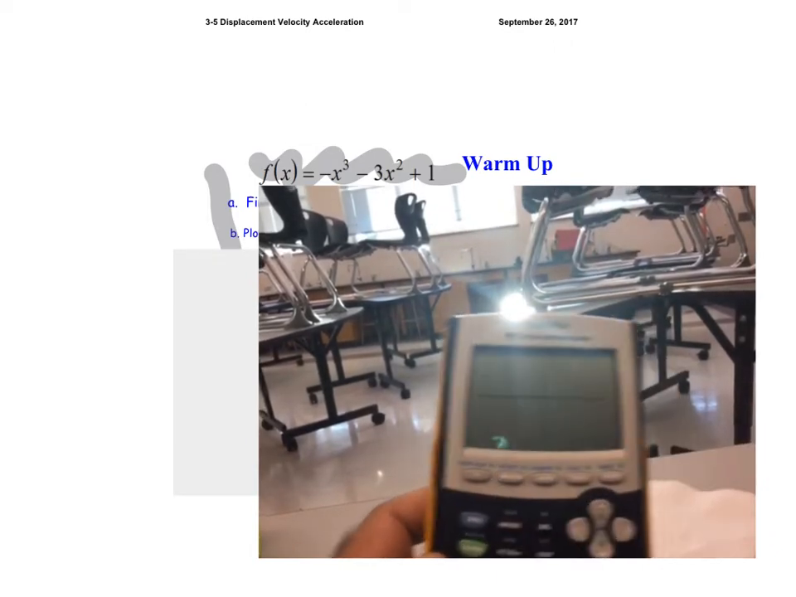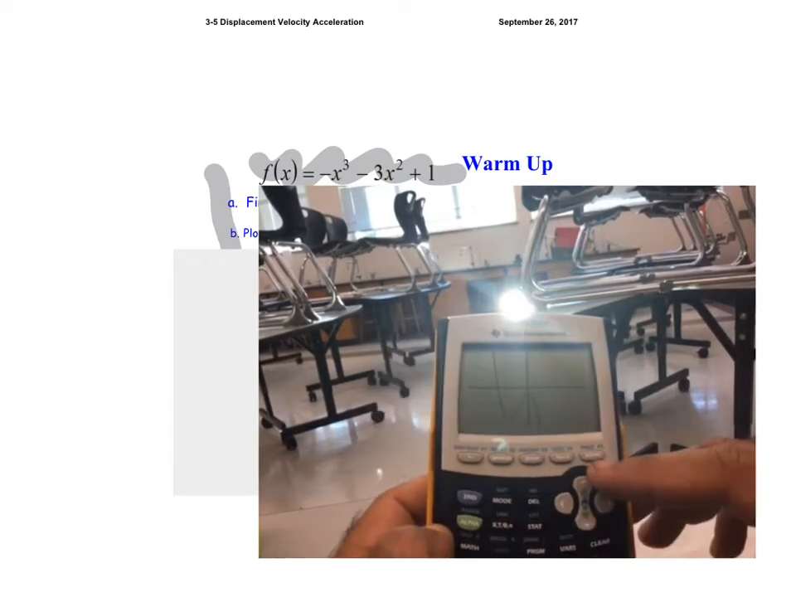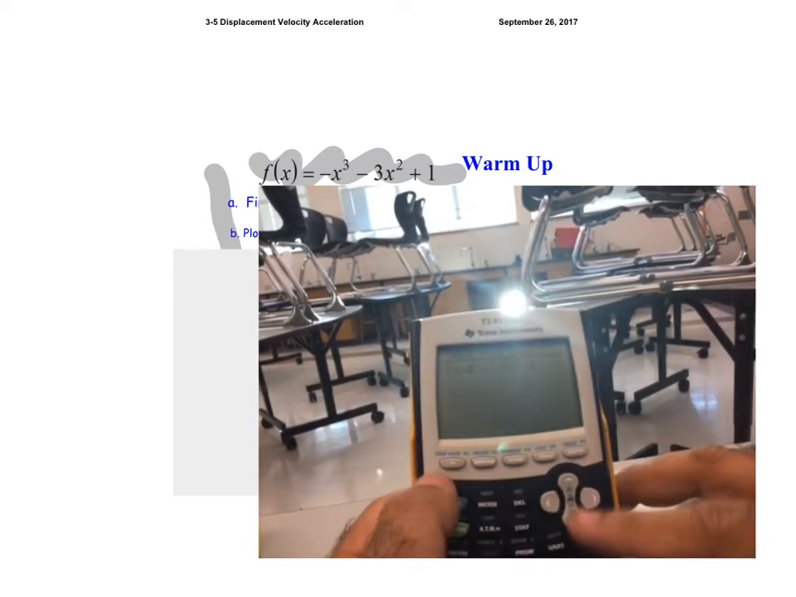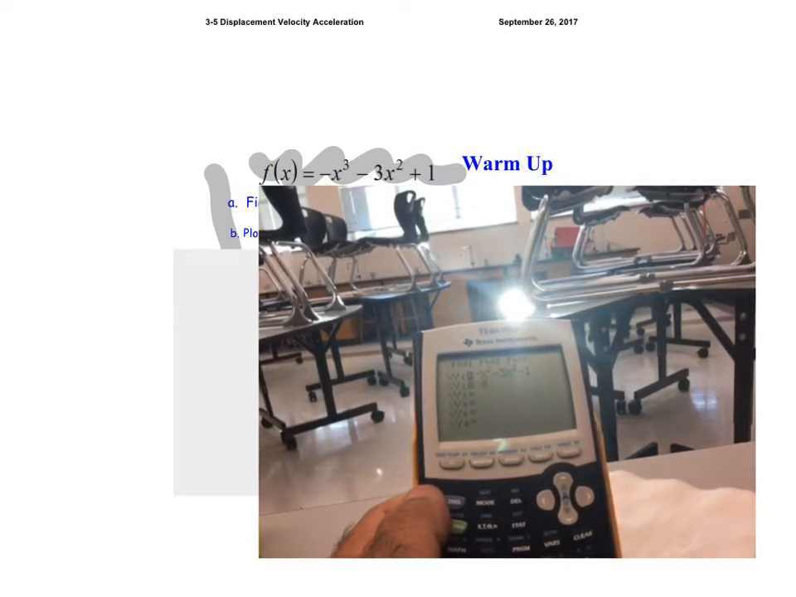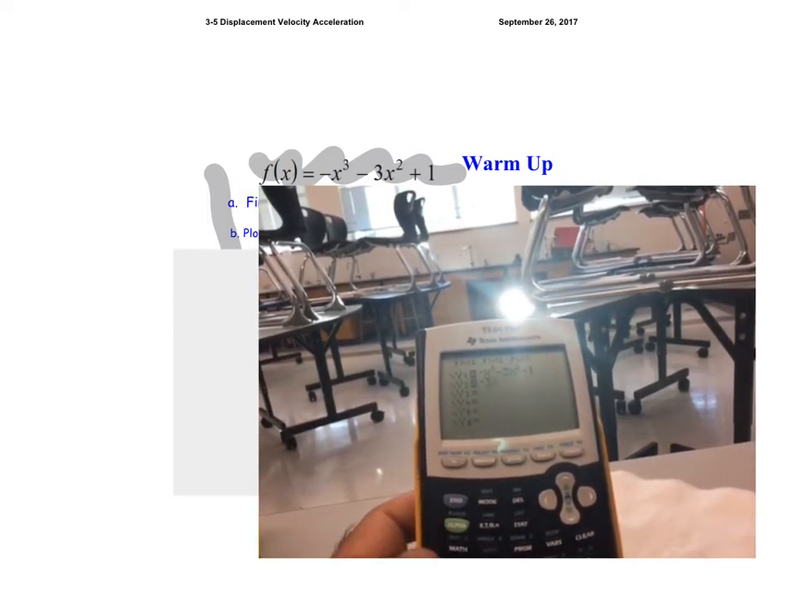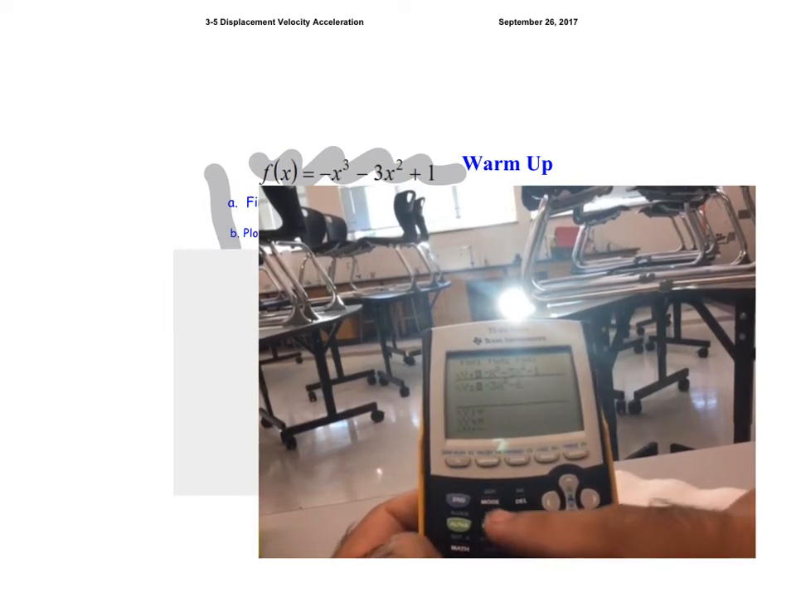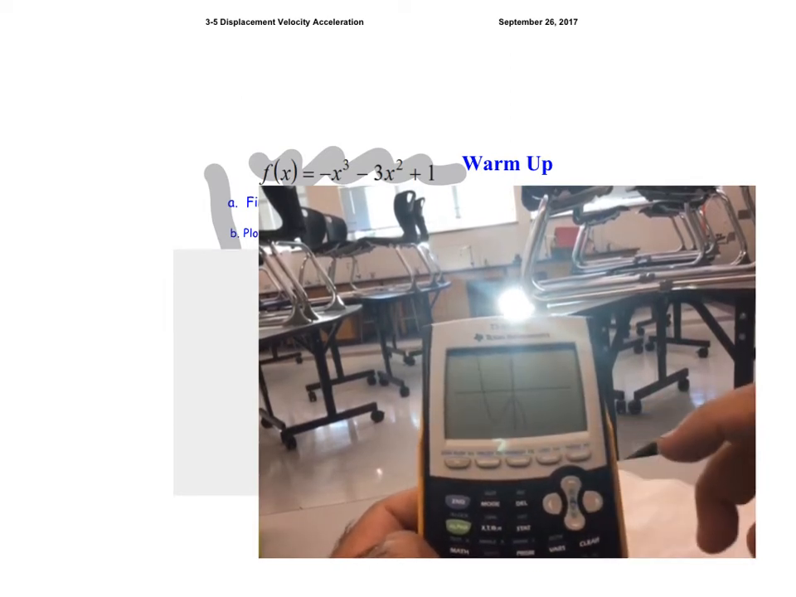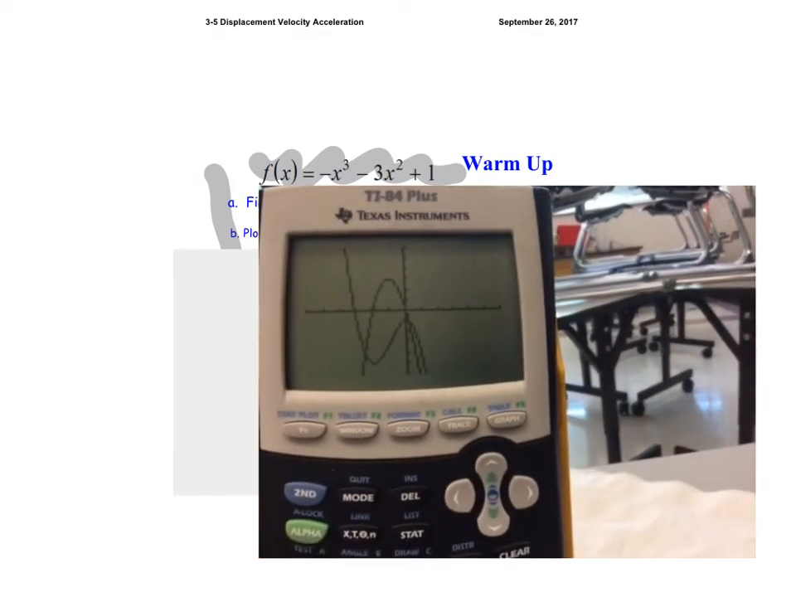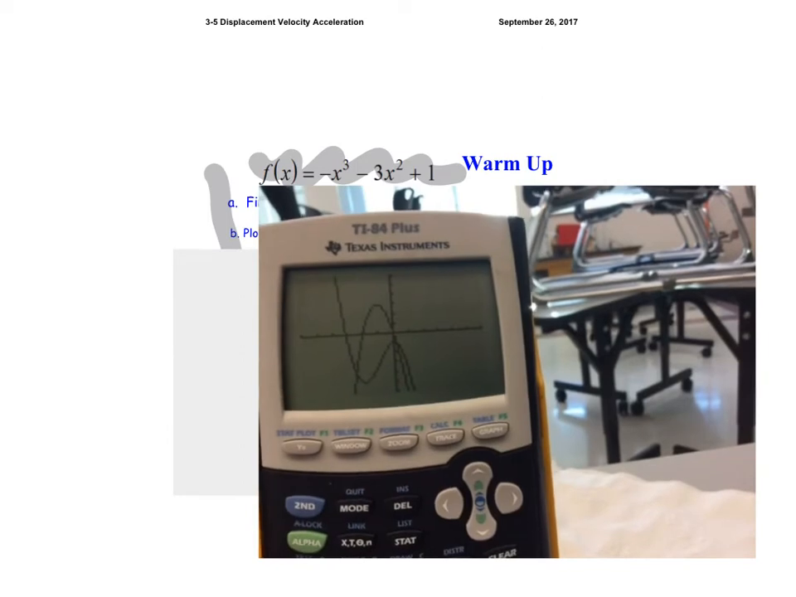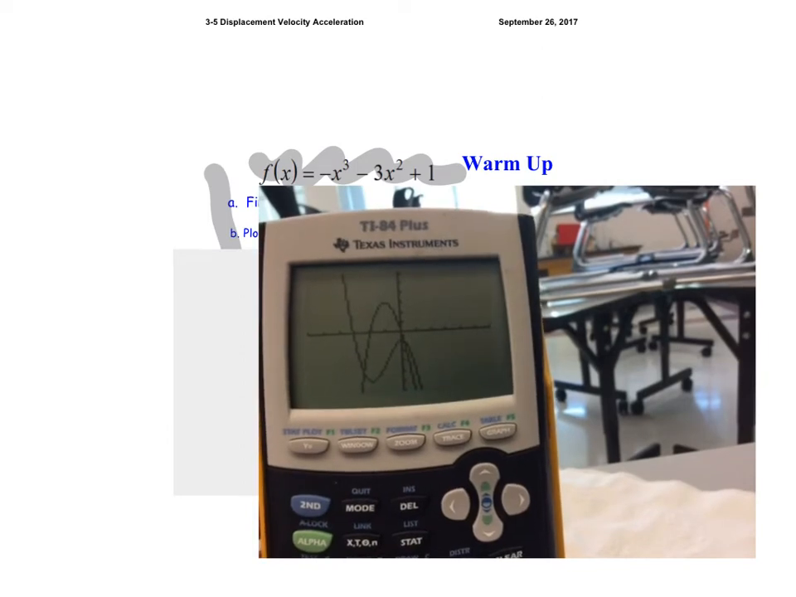Alright, so we have a little thing. So let's go ahead and do the other thing. The derivative was negative 3x squared minus 6x, and graph it. Alrighty, there you have it. That's what it looks like. So let's continue with the next one.